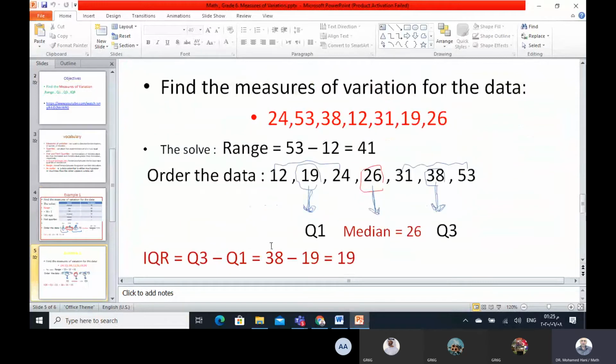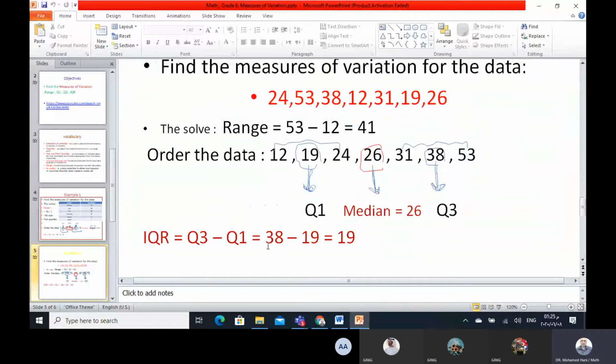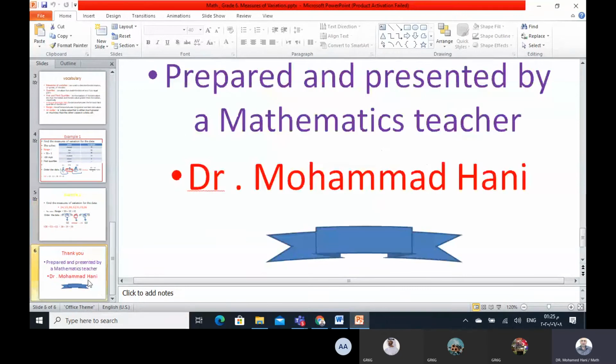Now, who has a question about this example? Is it clear for all? Girls? Clear. Okay. Let us continue. So this is our revision today.